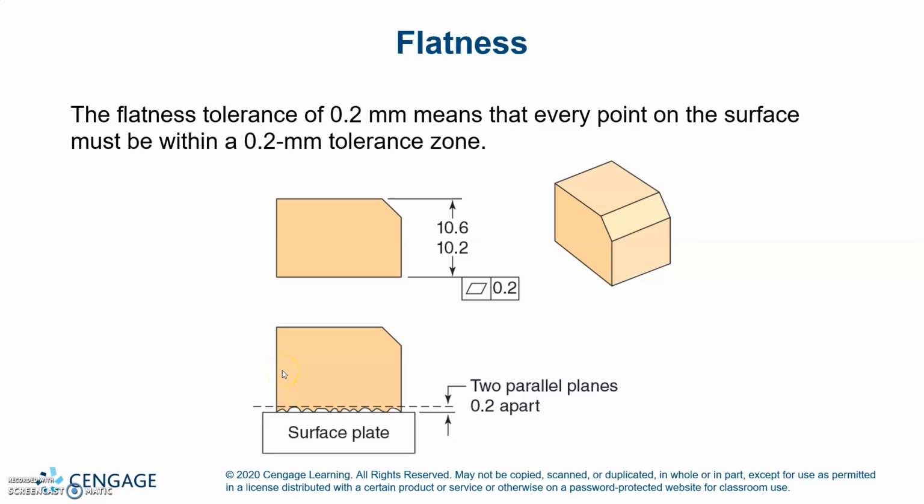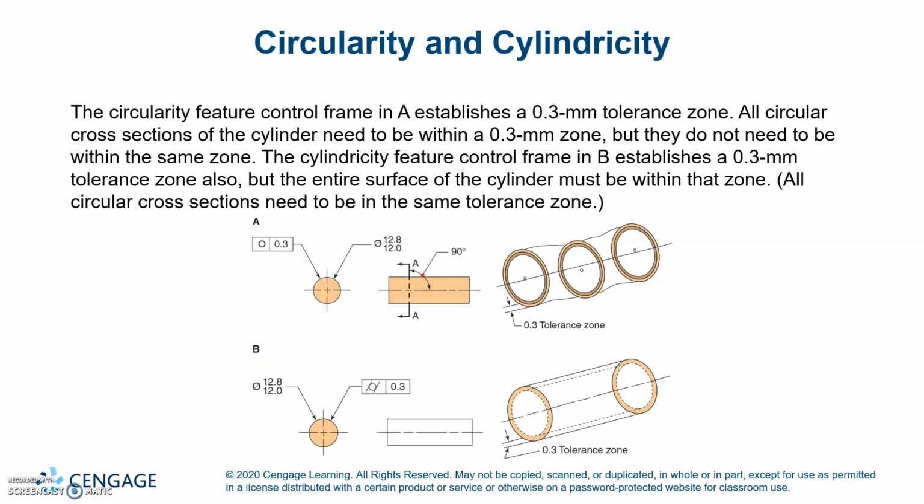Okay, so continuing on. Circularity and cylindricity. The circularity feature control frame in A establishes a 0.3 millimeter tolerance zone. All circular cross sections of the cylinder need to be within that 0.3 millimeter zone, but they do not need to be within the same zone.